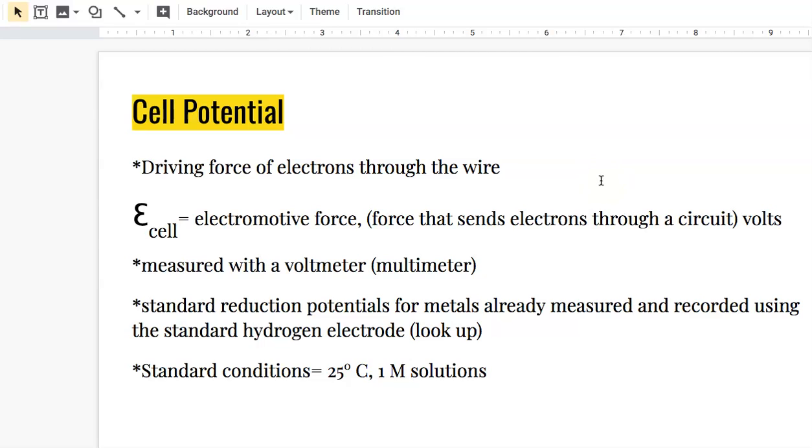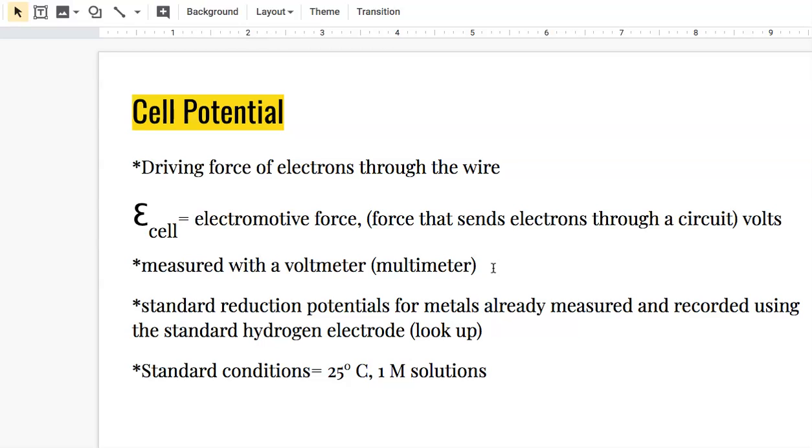Now, with this, we're going to have what's called cell potential. This is the force, or the voltage, that's pushing the electrons through the wire. It's really just an E. Sometimes you get this Greek letter instead, but it means the same thing. E of the cell is the electromotive force, the force that sends electrons through a circuit. We measure it in volts. If we actually want to measure it in an experiment, we usually use a voltmeter or sometimes a multimeter, which can measure voltage, amperage, or resistivity.